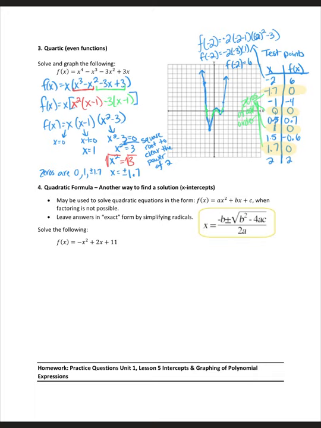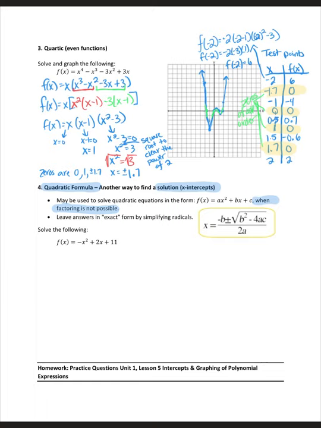Okay, let's look at one more example in terms of solving or finding the solution for a polynomial, in particular a quadratic. So another way to find a solution or an x-intercept is to use the quadratic formula. Sometimes we might not be able to factor, and we've learned in previous math classes that if you can't factor, you should use the quadratic formula. So it may be used to solve quadratic equations in the form f of x equals ax squared plus bx plus c when factoring is not possible. So we'll just highlight that too. So, when factoring is not possible.